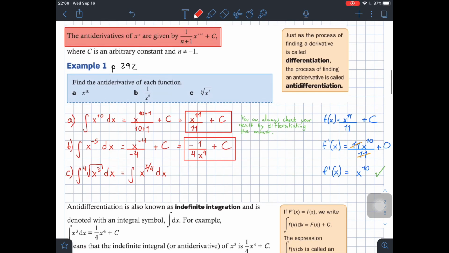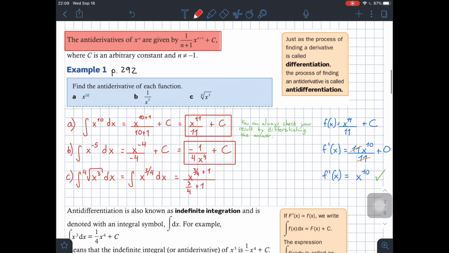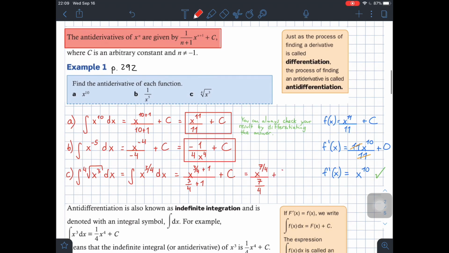So if we find it by using the same rule, we're doing the same thing. We're increasing this fractional exponent by 1, and then we divide the whole thing by our new exponent. So if we calculate 3/4 plus 1, x to the power of 3/4 plus 1 divided by 3/4 plus 1, right? That's what the rule is saying here. And plus c, don't forget about the plus c. So this would be equal to x to the power of 7/4 divided by 7/4, plus c.